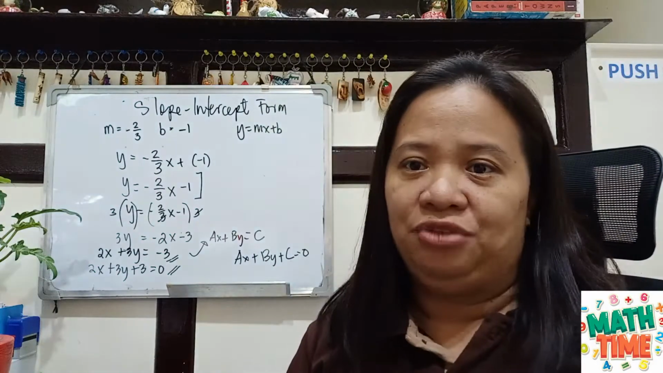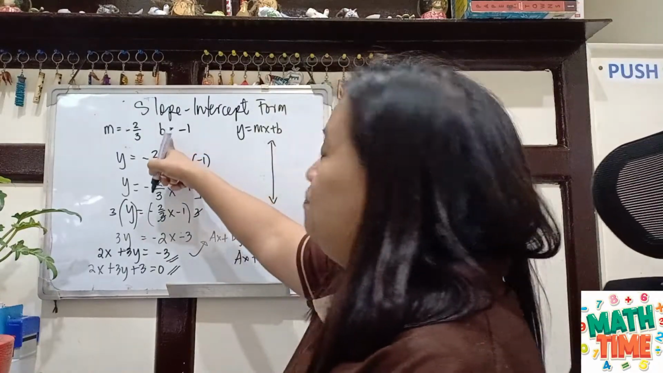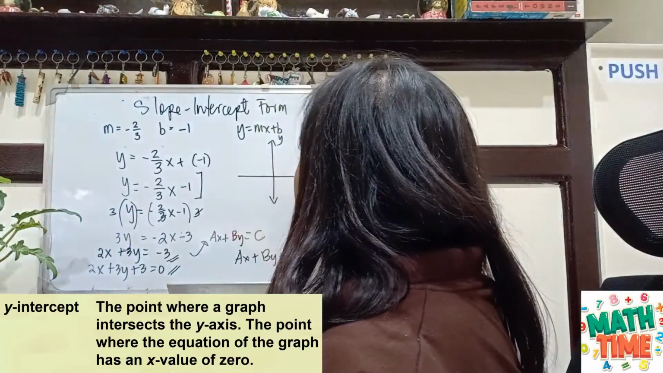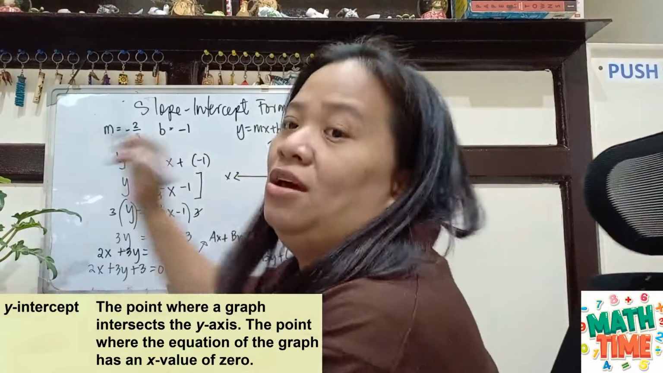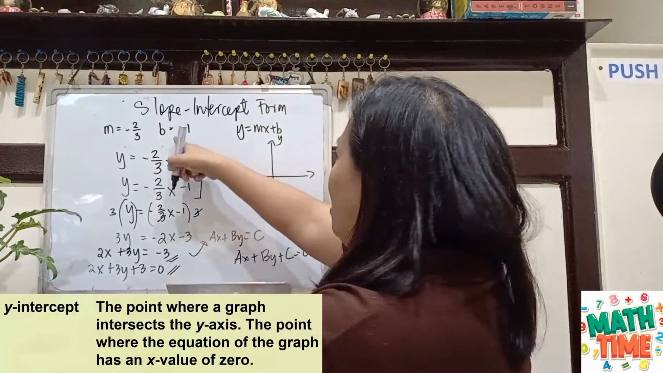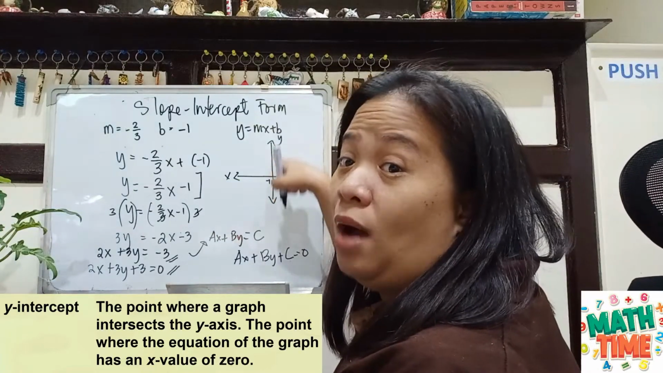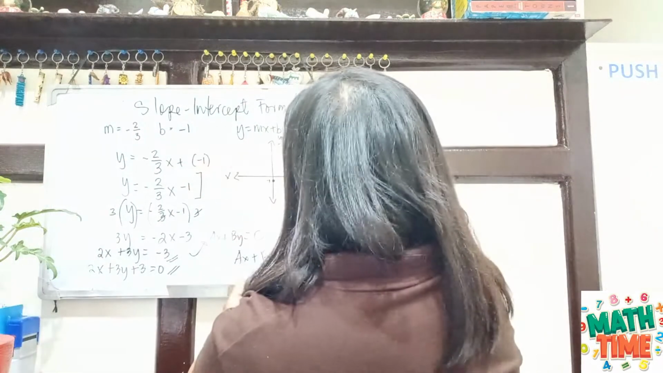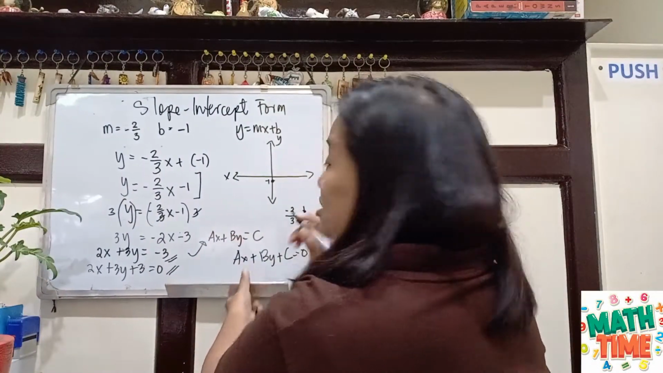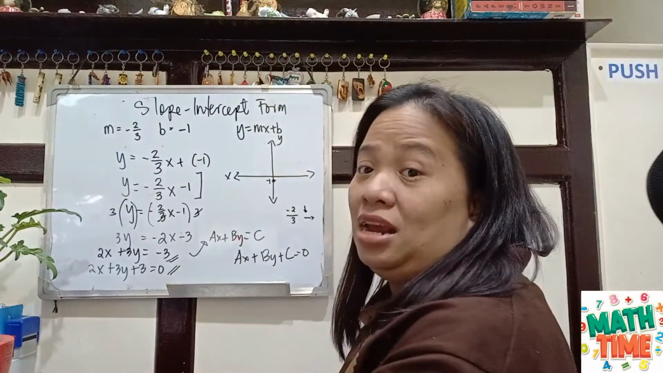If I am going to graph this, this would look like this. b is the y-intercept. This is your y, this is our x-axis. So here, this is negative 1. Since our y-intercept is negative 1, it is the point where your line crosses the y-axis. Negative 2/3 means I will go down instead of going up since it's negative. Then I will go to the right 3 units.